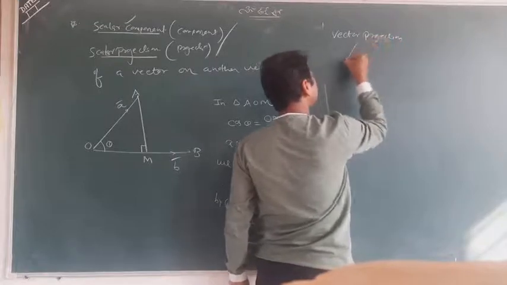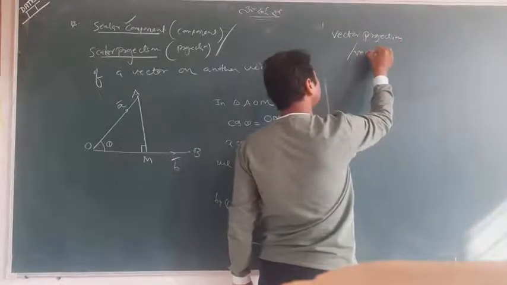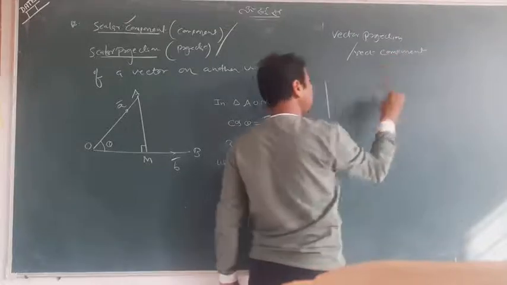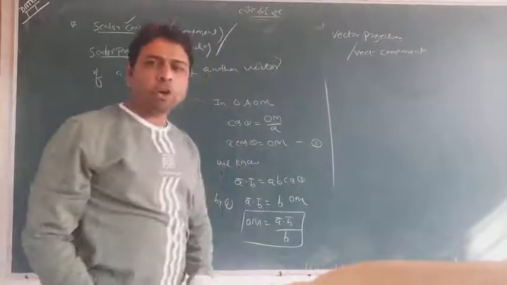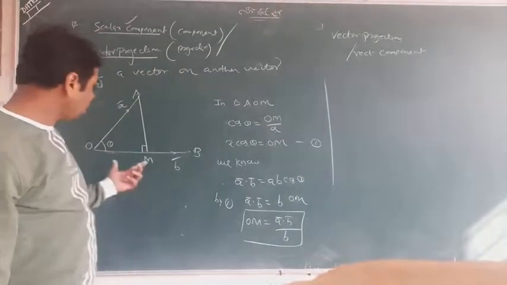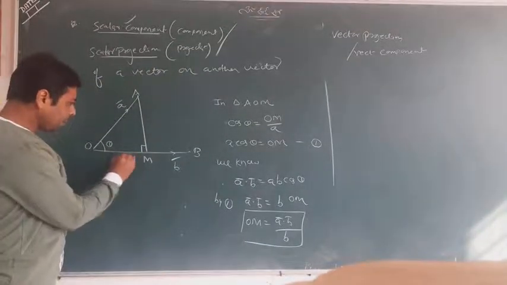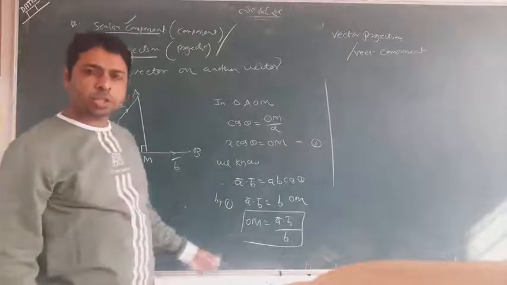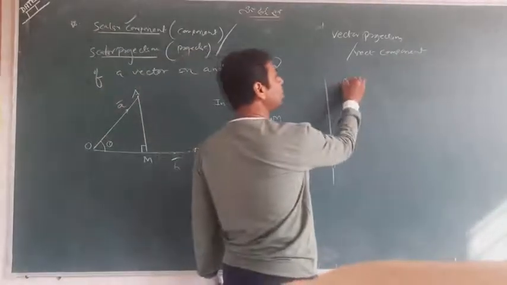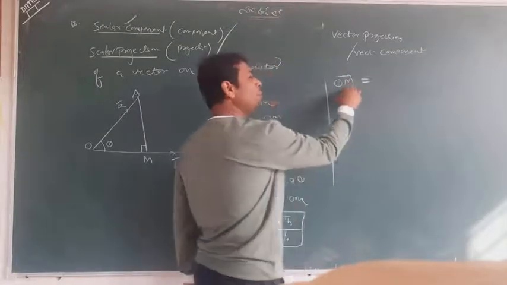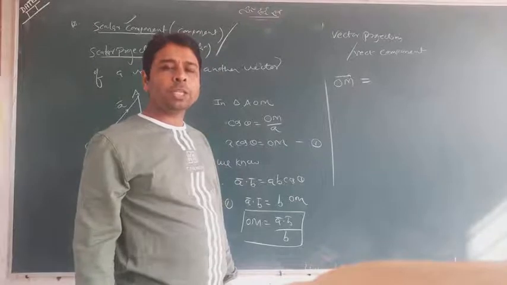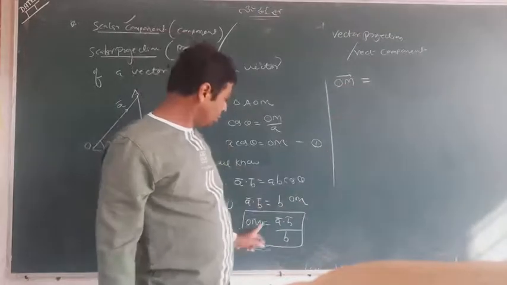Obviously vector component. Same language, but this time I need not make the picture again because this picture is helpful here. This time OM is a distance, so it is called a scalar projection. If I write OM as a vector, this time it will be a vector projection. That simple is that.